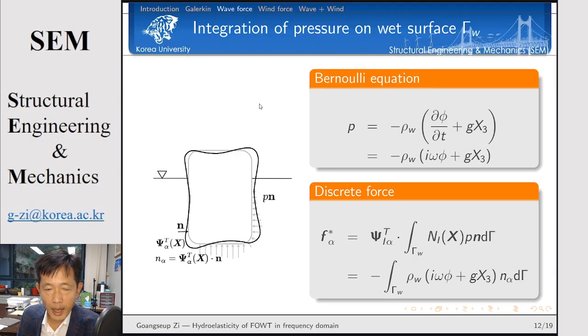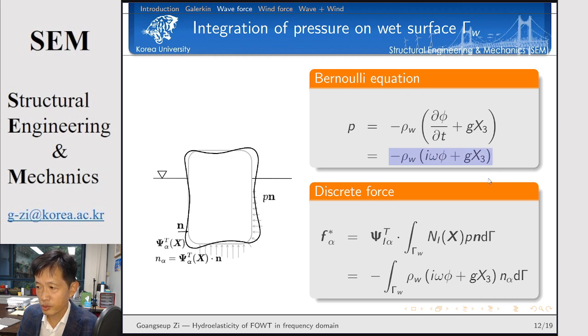Now let's talk about how we integrate the pressure on the wet surface gamma W here. The pressure is given by the Bernoulli equation. The second term is hydrostatic pressure, and the first term is the dynamic pressure. If you consider the velocity potential as the spatial term times exponential i omega t, and take the time derivative of the potential, you naturally get i omega. That's why the pressure is given by the second equation.